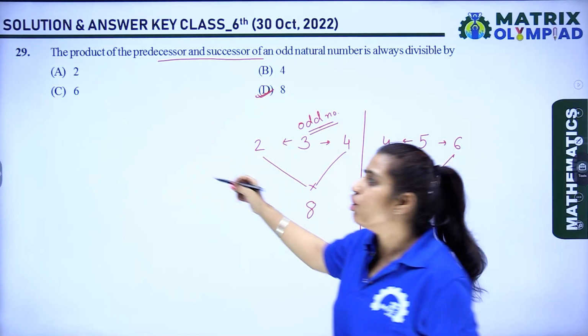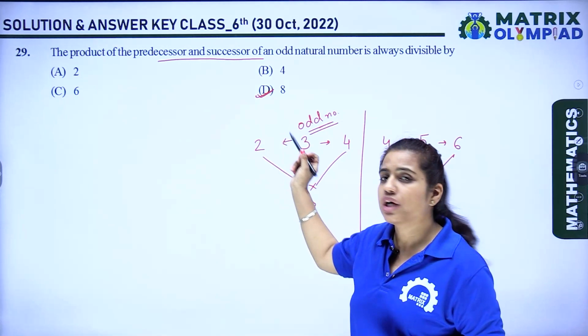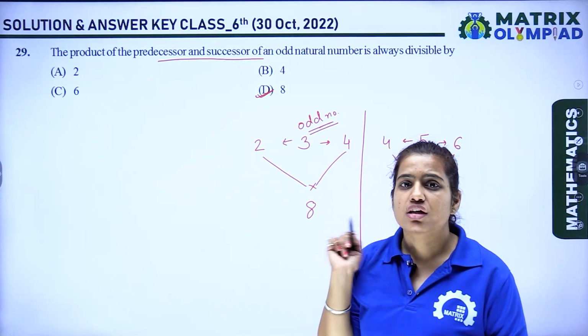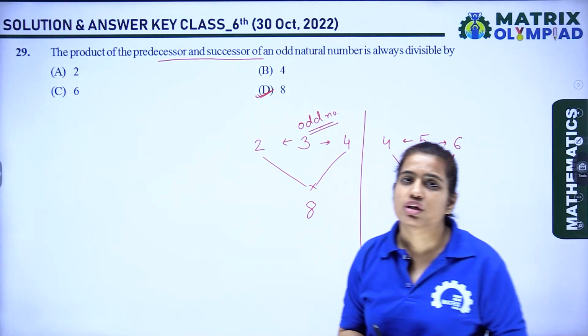Since 8 is a multiple of 2 and 4, the numbers which are divisible by 8 will definitely be divisible by 2 and 4 also.